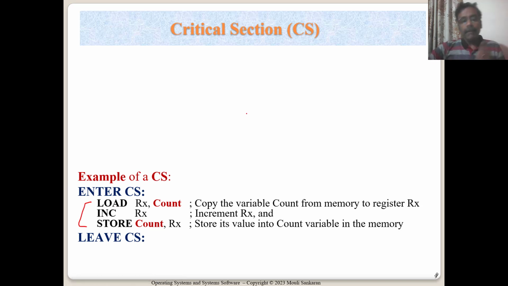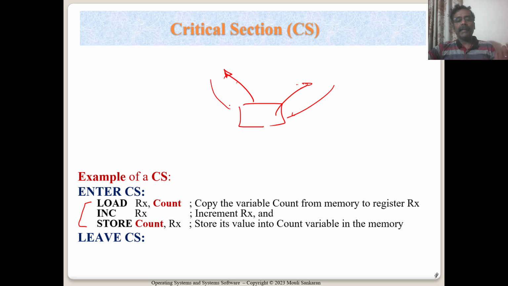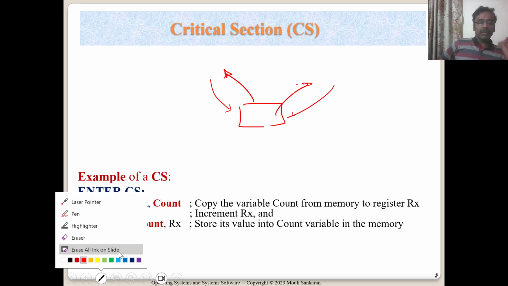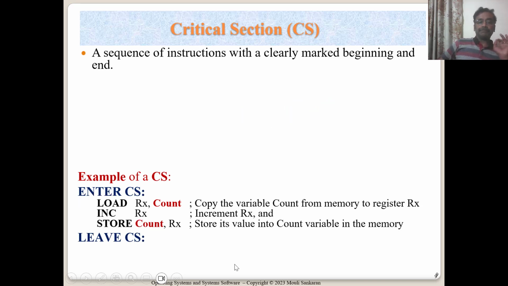Why are they critical? Because it is accessing the common variable. And it is being done in three stages, three instructions, and in between the instructions there can be an interrupt and changes could happen. So you may have two copies of the same variable in two processes, both of them updating it and then sending it back. You may miss one increment done by a process. That is a good example of a critical section.